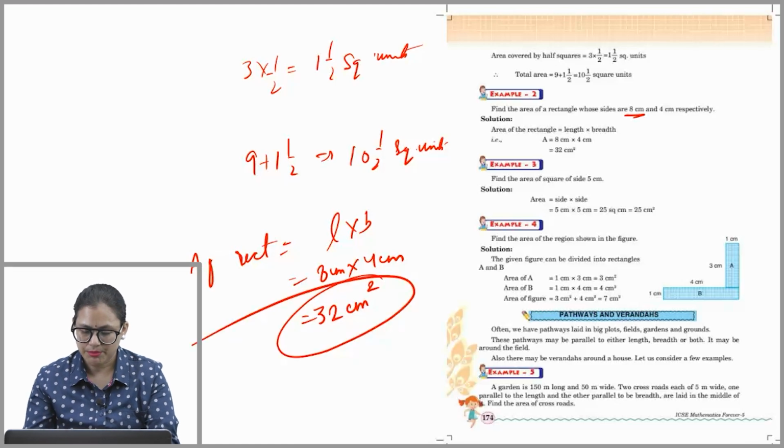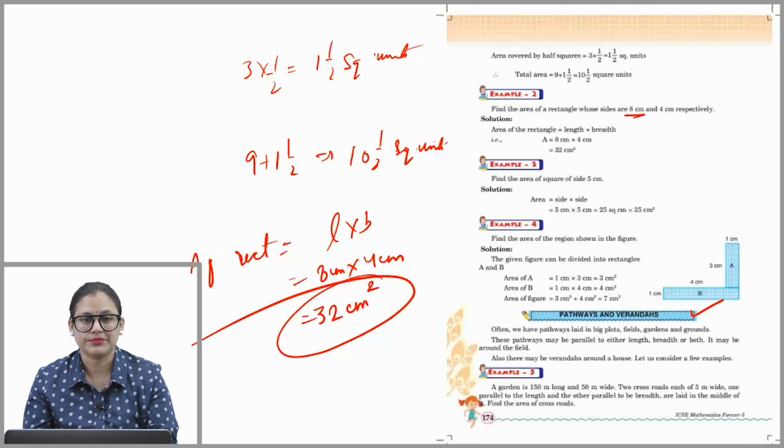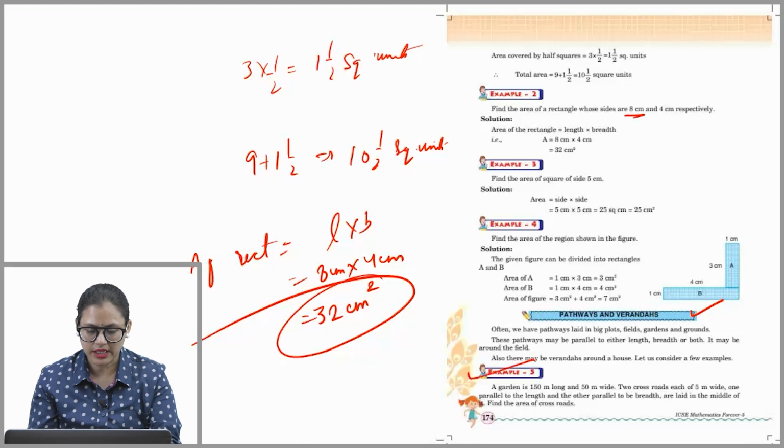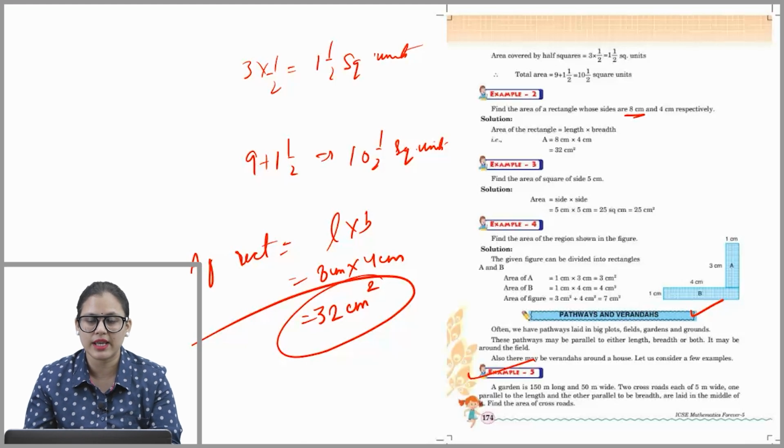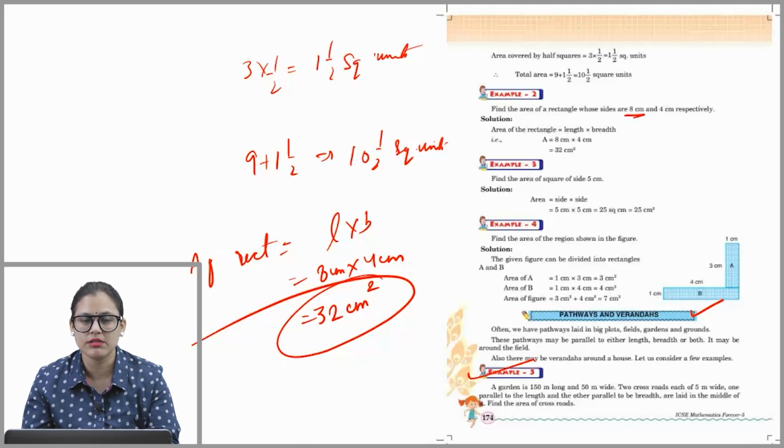Okay. Next, pathways and verandas. Often we have pathways laid in big plots, fields, gardens and grounds. These pathways may be parallel to either length, breadth or both. It may be around the field. Also, there may be verandas around a house. Let us consider a few examples. Example 5. A garden is 150 meter long and 50 meter wide. Two crossroads, each 5 meter wide, one parallel to the length and other parallel to the breadth, are laid in the middle of it. Find the area of crossroads.